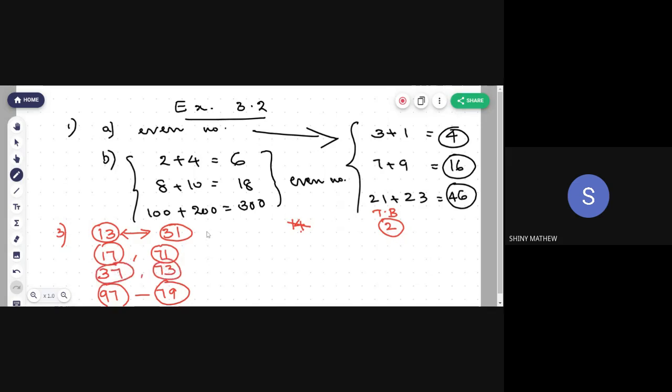So these four pairs only. Only these four pairs.